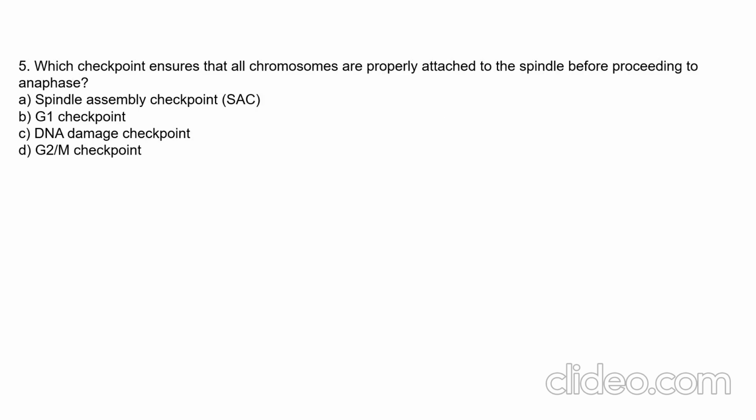I think I have some more questions. Which of these checkpoints ensures that the chromosomes are properly attached to the spindle before proceeding to anaphase? This is very obvious. Option A. Yeah, you're absolutely right. I should have put some less obvious options here, but that's very good. It is the spindle assembly checkpoint, and that's very important in making sure that you don't have ploidy issues after you have separated out the chromosomes.